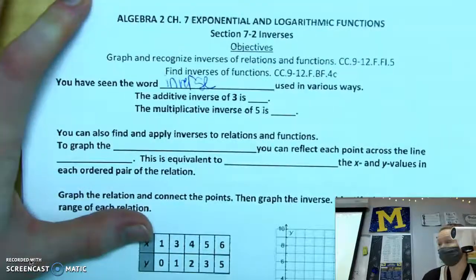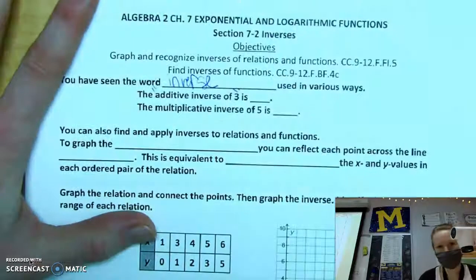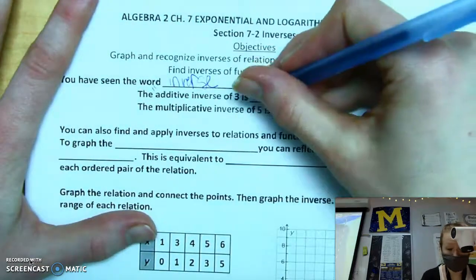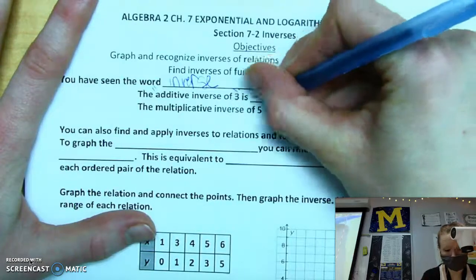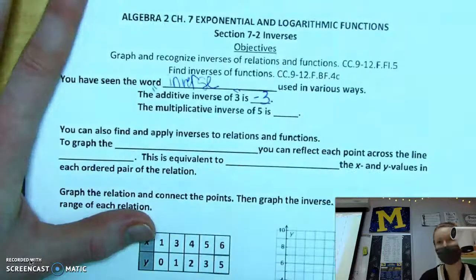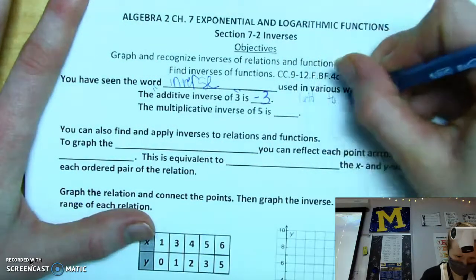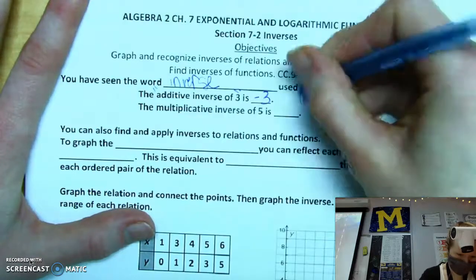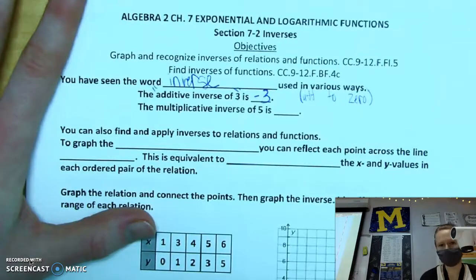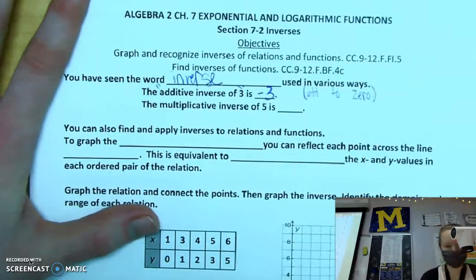Inverse is a word that's used in a ton of different ways. We use the word additive inverse. The additive inverse of 3 is, yeah, -3, because they will add up to equal 0, right? Not necessarily, but some of the terminology shows up on essay quizzes, so it is important.